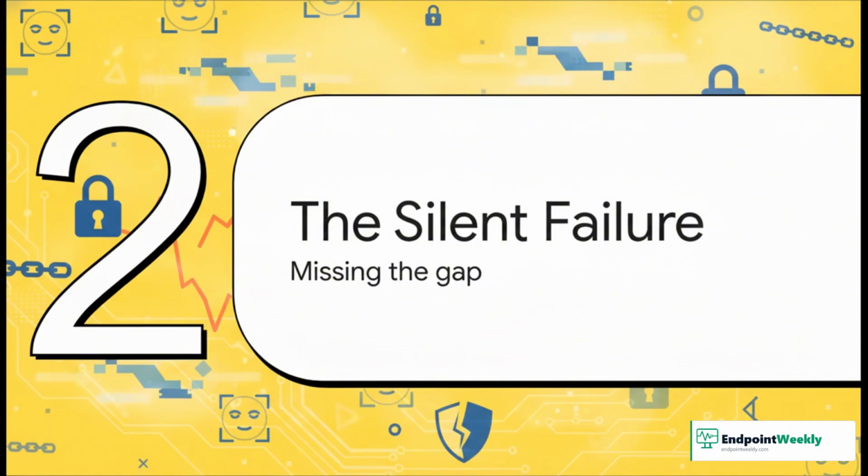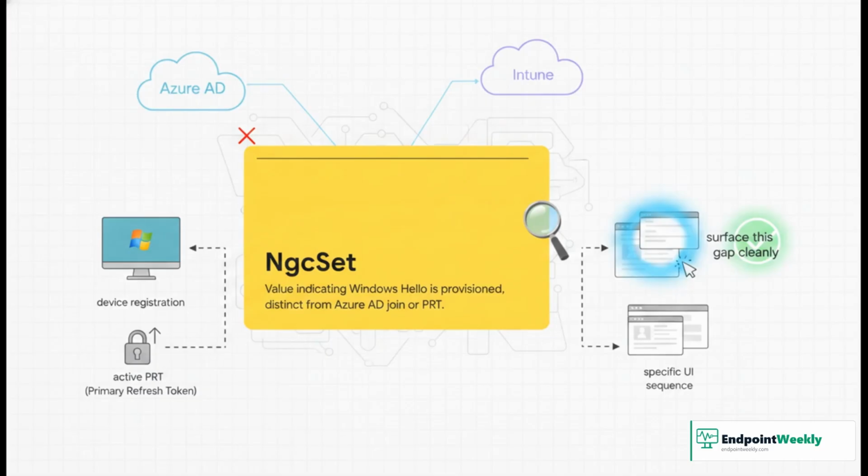Moving right along to Section 2, Unmasking the Silent Failure. Let's talk about why standard Intune policies completely miss this gap. So the crucial point here is understanding this specific definition for NgcSet.